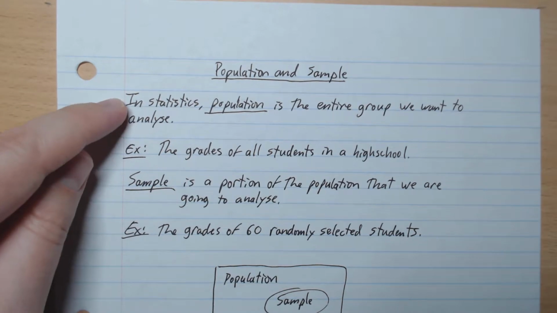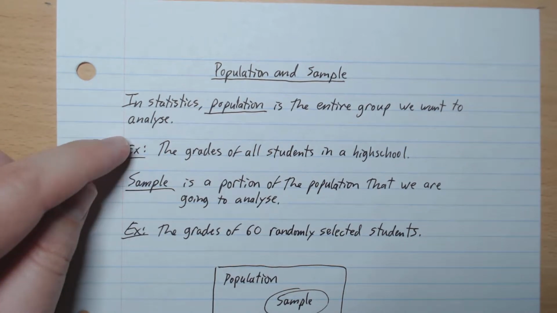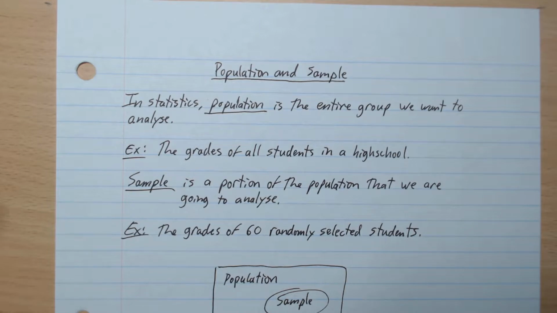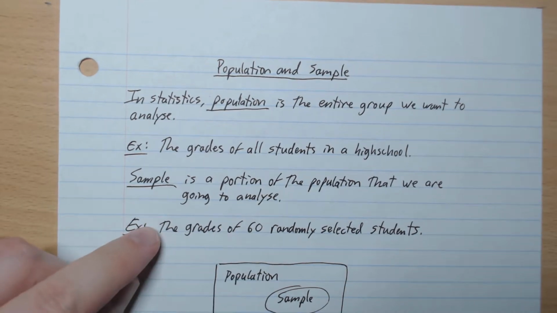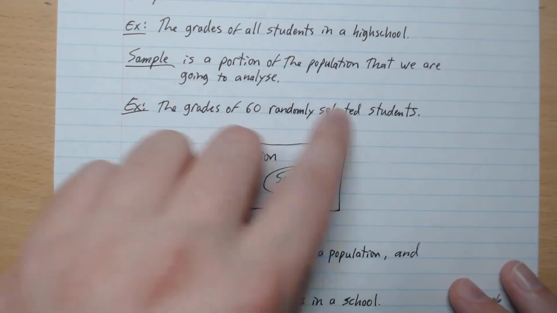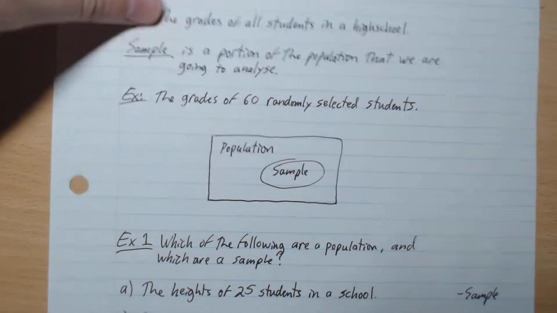So in statistics, population is the entire group we want to analyze. For example, the grades of all students in a high school. And sample is a portion of the population that we are going to analyze. For example, the grades of 60 randomly selected students. So you can see population is the whole and sample is a section of that whole.